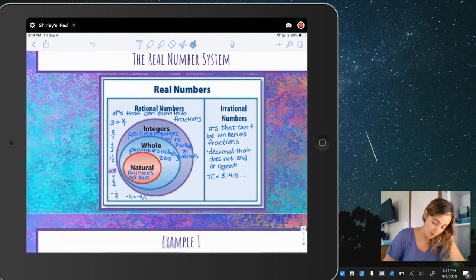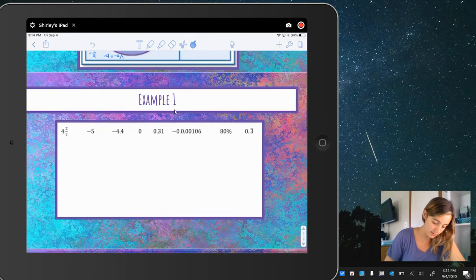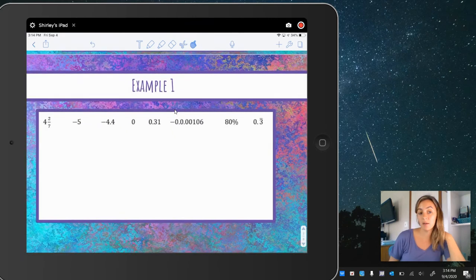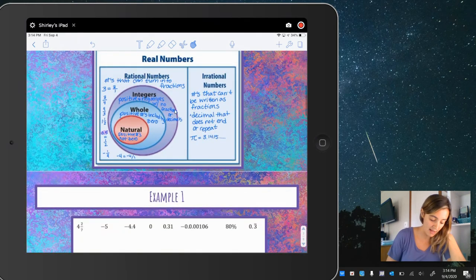Okay. Moving on. Example 1, we're going to take all of these numbers and write what groups they belong to. So again, we want to specify that if I'm saying that something is in this center group of a natural number, that means it belongs to everything that this circle is inside of. So if it's a natural number, it's also a whole number, it's also an integer, it's also a rational number. It doesn't go the other way.